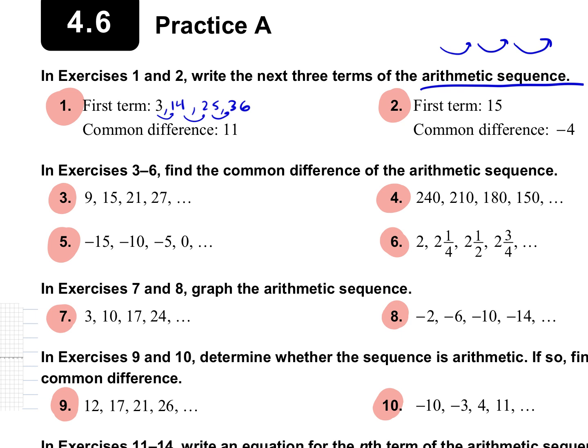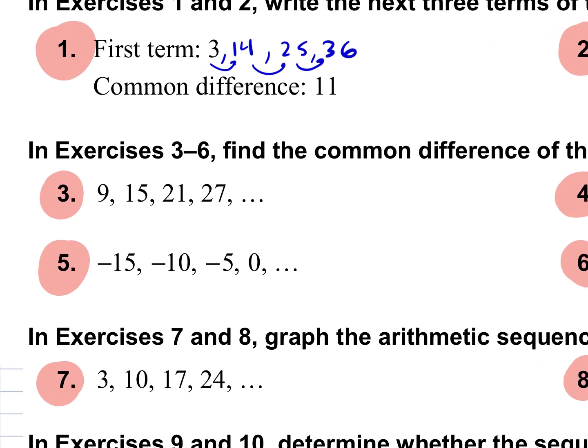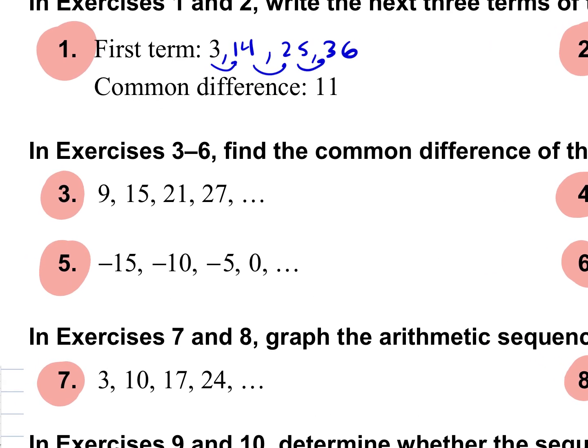So we have to find the common difference of the arithmetic sequence. We have to find what number we're either adding or subtracting to get from one number to the next. What am I adding to get from 9 to 15? 6. What about 15 to 21? 6 again. And 21 to 27? 6 again. Awesome. So my common difference is 6.